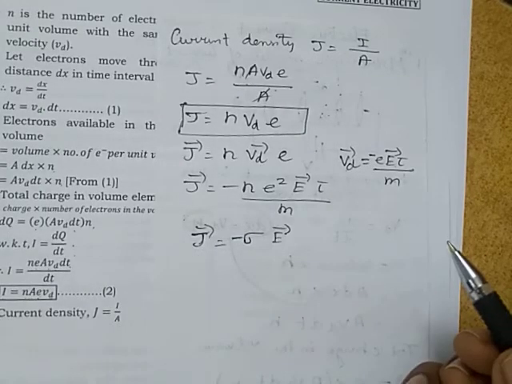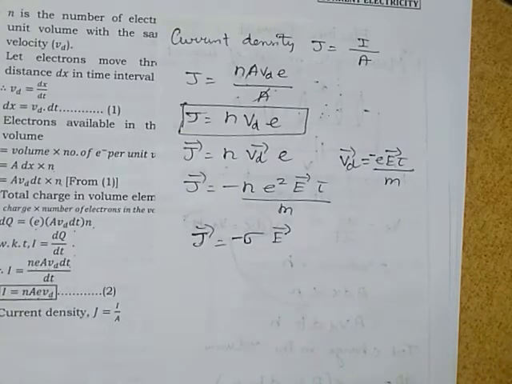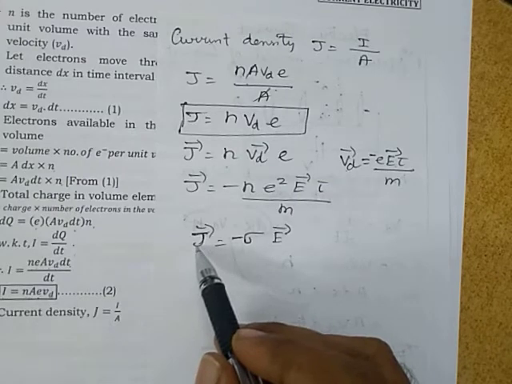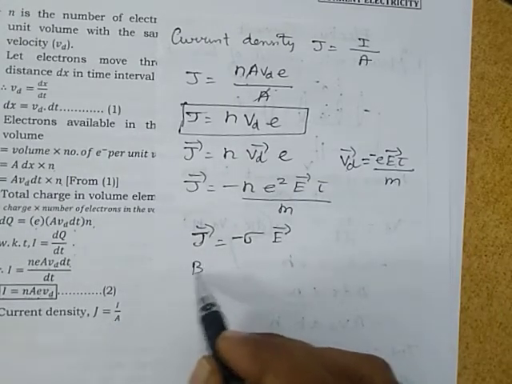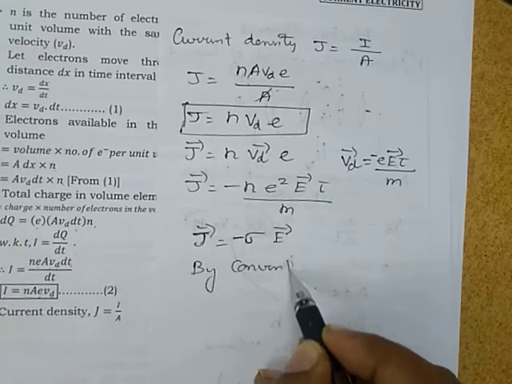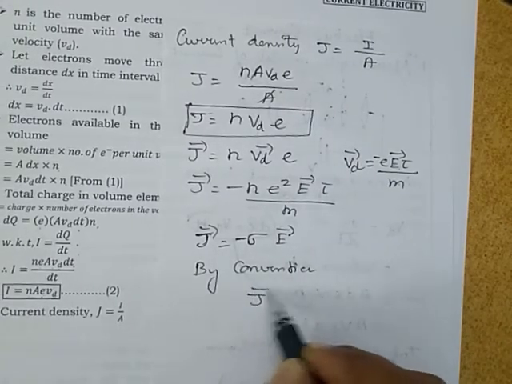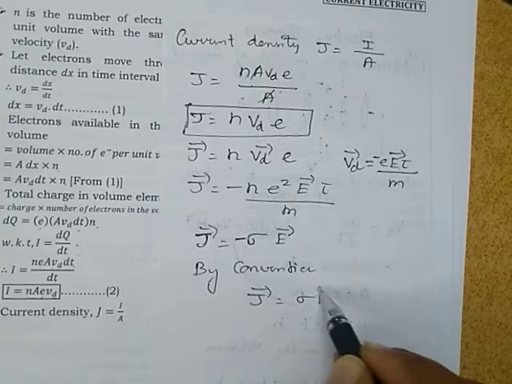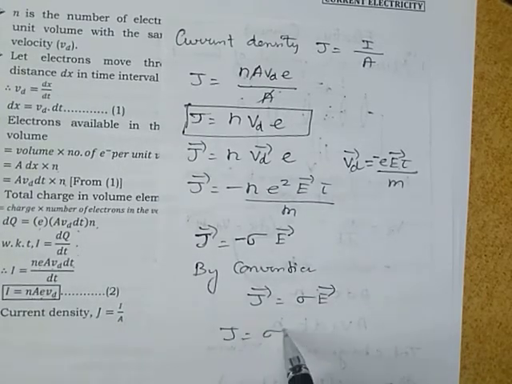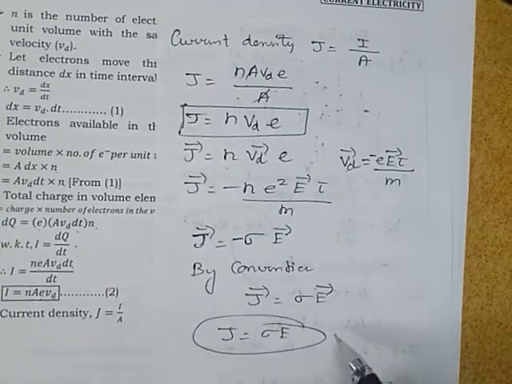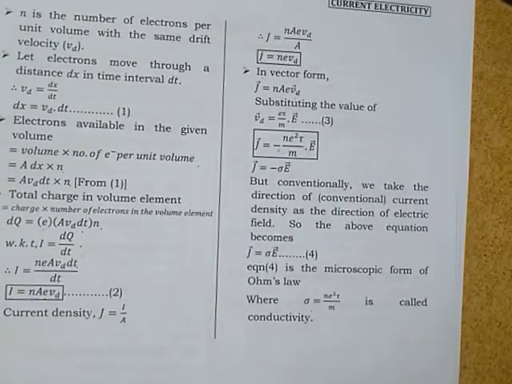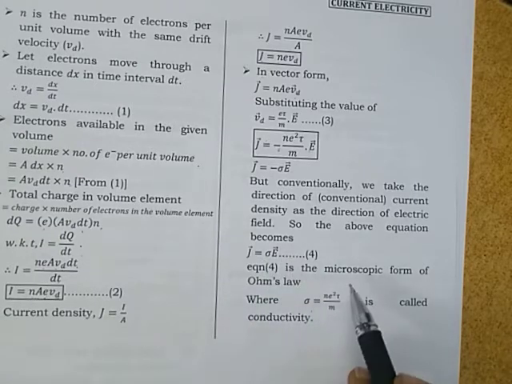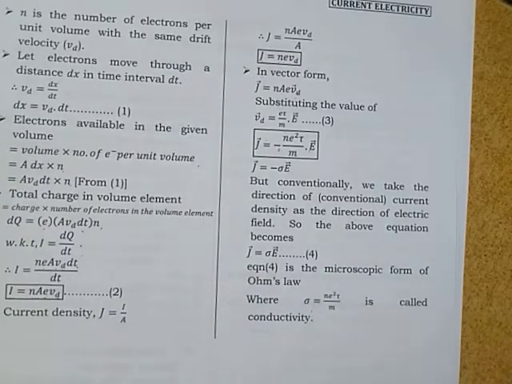By the direction of conventional current, the direction of current density is in the direction of the current, and the electric field is also in the direction of the current, that means positive to negative. The current density is from positive to negative, and the electric field also from positive to negative. By convention, we can write J vector is equal to sigma E vector, that is J = sigma E. This is the microscopic form of Ohm's law.